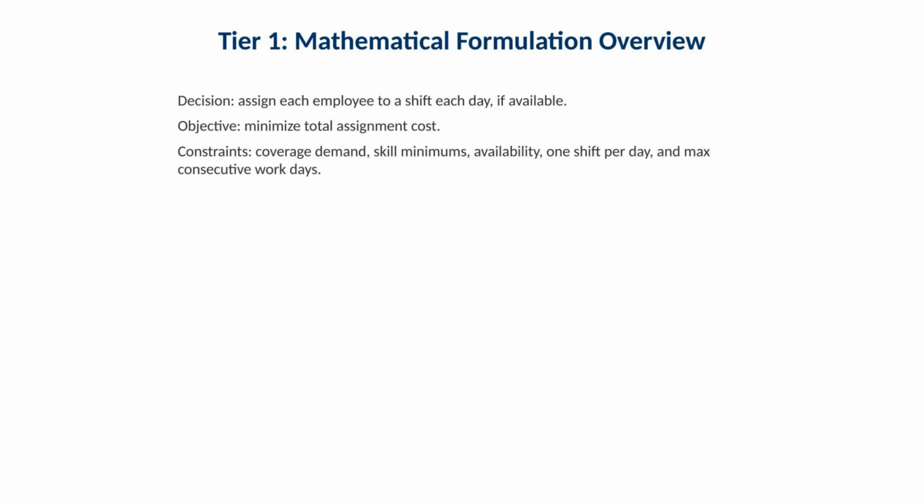The value of Tier 1 is completeness. You explicitly define the objects you schedule, the inputs you must respect, the decision variable that represents assignment, and the constraints that protect the operation from real failure modes. When this tier is correct, it becomes a benchmark. Even if you do not solve it exactly for large instances, it tells you what the schedule must achieve and what trade-offs you are making.